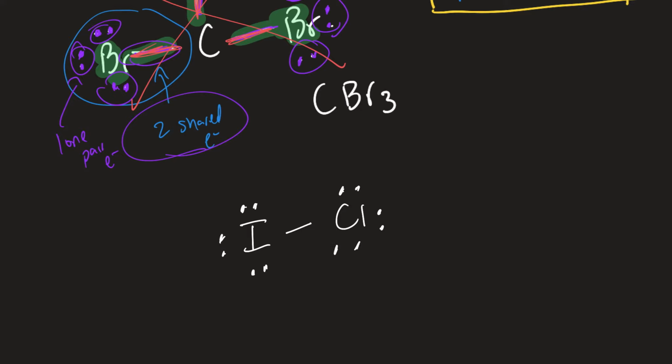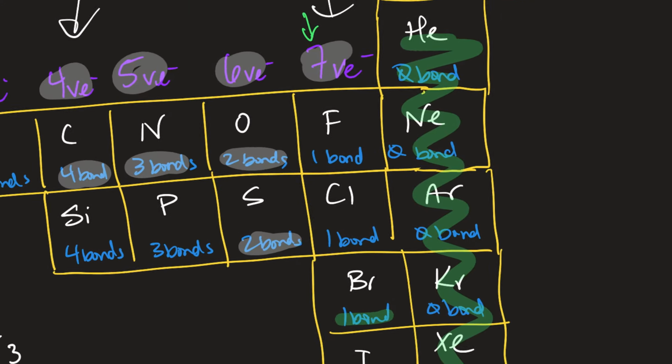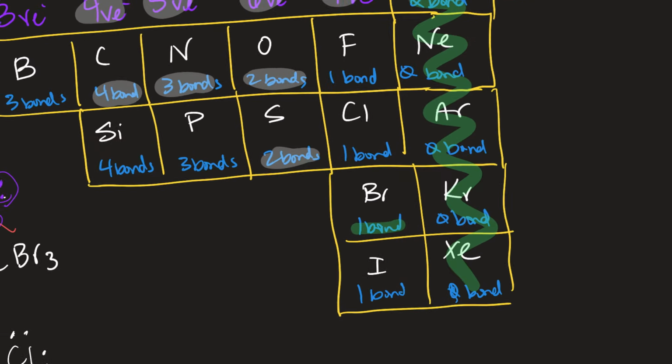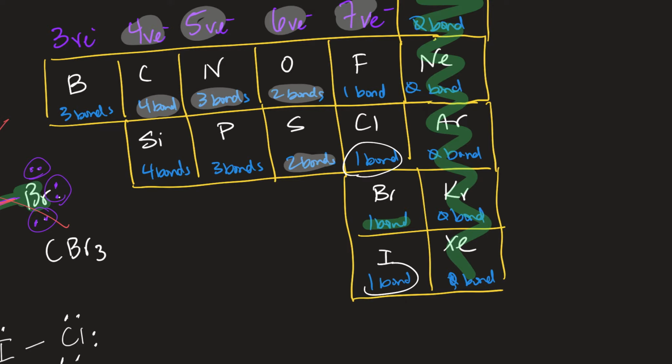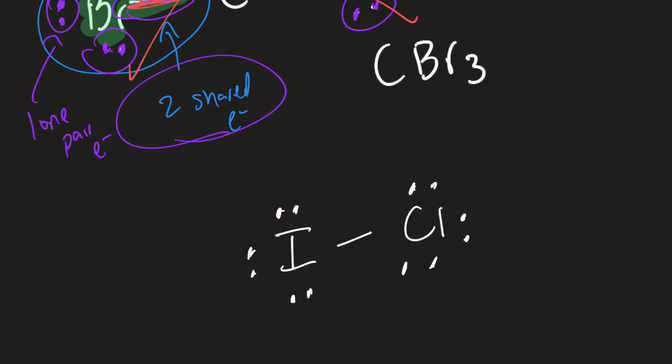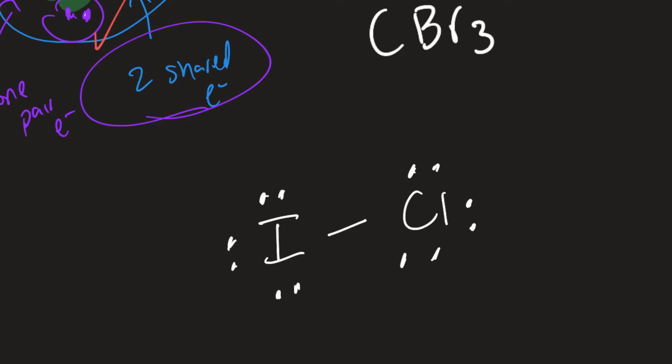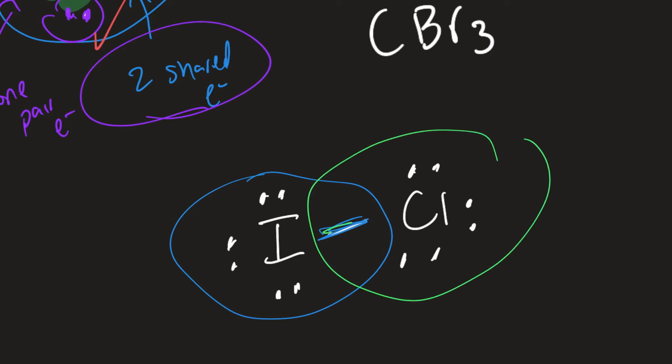Can this compound exist? Well, if we notice, we have both I and Cl. They're both halogens, and if you see here, they only need 1 bond. Okay, so let's look at this. Did iodine make 1 bond? Yes, here's its one right here. Did chlorine make its 1 bond? Yes, it's right here again. So we see here that they both have 1 bond.